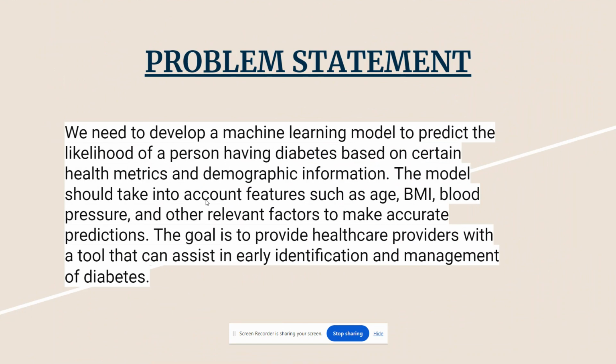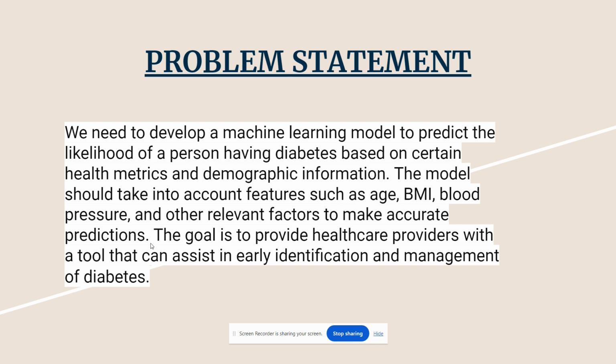So what we have is the problem statement right now. We need to develop a machine learning model to predict the likelihood of a person having diabetes based on certain health metrics, or we have some parameters from the medical tests that have been done on the patients, and demographic information. The model should take into account features such as age, BMI, that is body mass index, blood pressure, and other relevant factors to make accurate predictions.